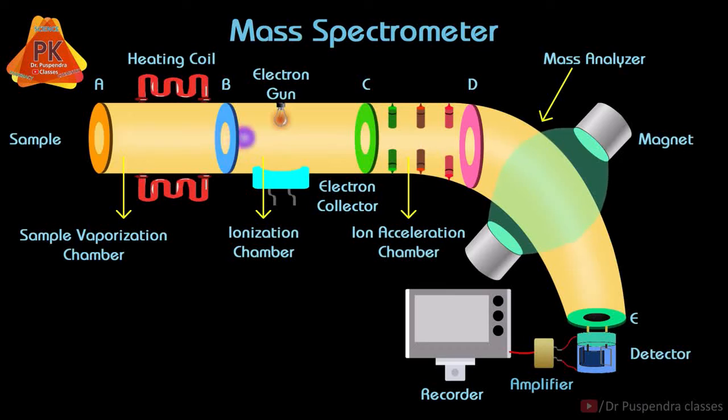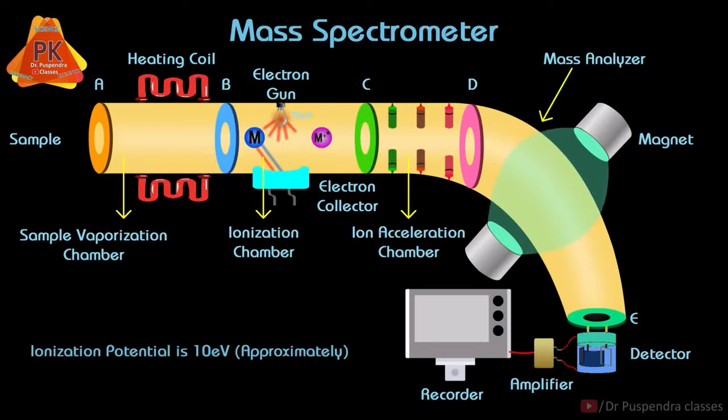Now electron gun will produce the beam of electron, and that will strike the molecule, and due to this electron beam, molecule will lose one electron, and ultimately it will convert into the form of positive ion, and this positive ion is known as radical cation or molecular ion. Here energy produced by electron beam will be approximate 70 electron volt, and the ionization potential for the molecule will be approximate 10 electron volt. So due to high energy, M plus ion will convert in the form of fragment ion also, that will be M1 plus or M2 plus, etc.